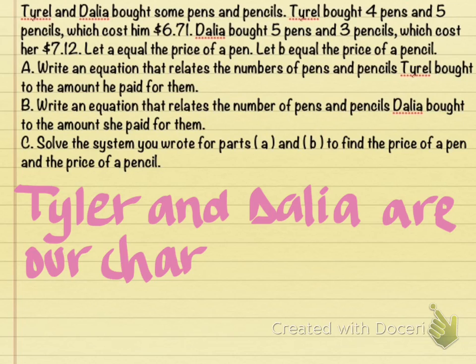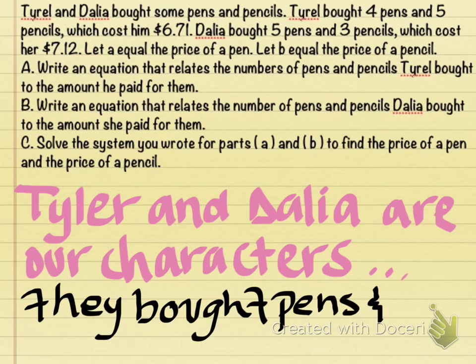Tyrell and Dahlia bought some pens and pencils. Tyrell bought 4 pens and 5 pencils, which cost him $6.71. Dahlia bought 5 pens and 3 pencils, which cost her $7.12. Let A equal the price of a pen. Let B equal the price of a pencil.